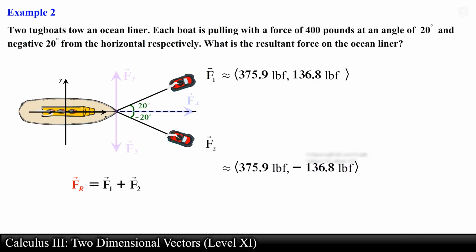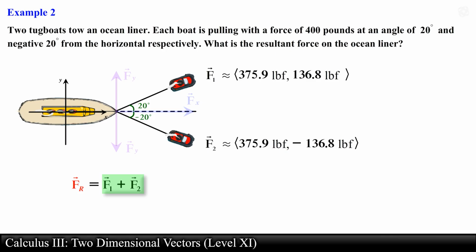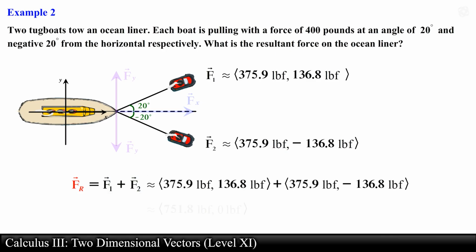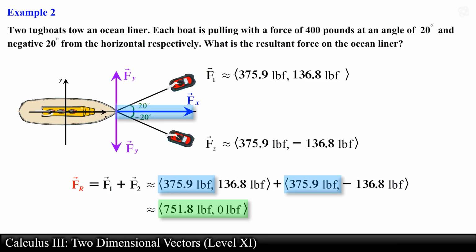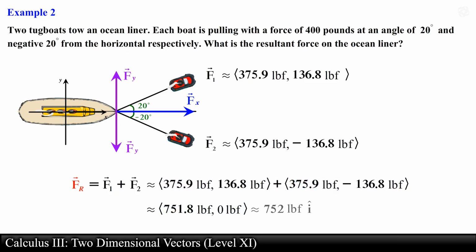The final step is to add both of these forces component-wise. Doing that, we obtain the resulting vector equal to 751.8 pounds and 0 pounds for the x and y components, respectively. Notice that the y components cancel out because they were equal in magnitude and opposite in direction, and the x components of both forces were added together. In the end, the ocean liner is being pulled with a force of about 752 pounds in the direction of the positive x-axis. Now let's try the final example that contains three forces.